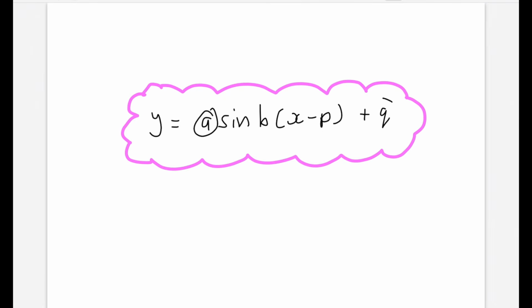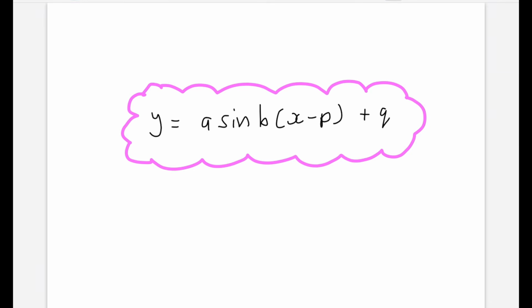And remember that A and Q are different in that A stretches the graph both ways, up and down. It affects the distance between its horizontal plane, its halfway point, and the extremes. It stretches it equally upwards and downwards. Q instead shifts it. It doesn't stretch it. It shifts it up or down. Again, B has to do with the period and P has to do with horizontal shift.